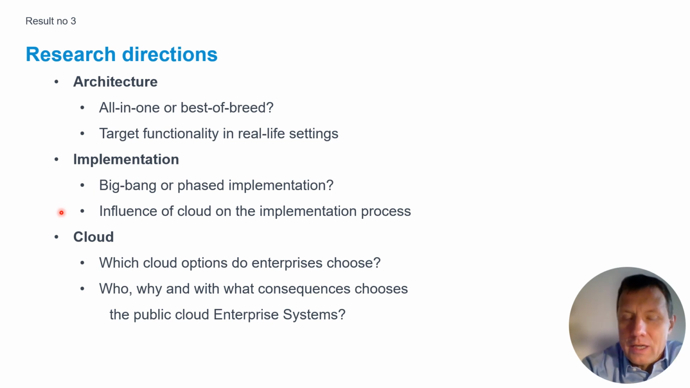Also, how the cloud solutions would be implemented, how the fact that the system is in the cloud influences the implementation process, implementation project. And there are questions regarding cloud itself. Which cloud options would the enterprise go for? Would it be public cloud and with what consequences, or would it be private cloud or none at all? This is still the emerging thing in enterprise systems. And for these companies who choose the public cloud, what the consequences would be? How would that affect business of these enterprises?